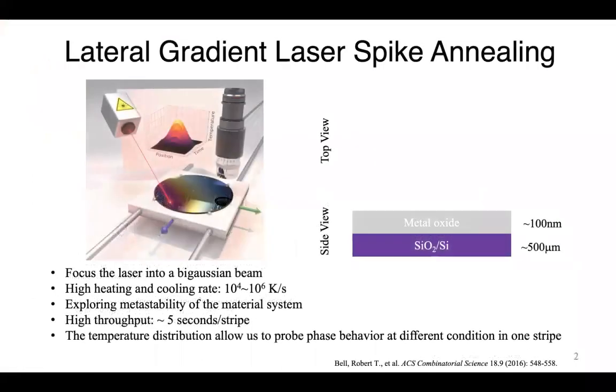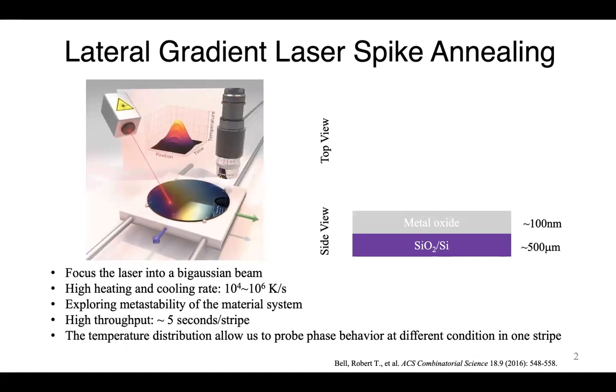I know many people here are theorists, so I want to be clear about our experimental setup. We have a very special technique in our lab, which is lateral gradient laser spike annealing. Laser spike annealing was applied in the semiconductor industry, mostly for dopant activation, but we modified it a little so that it's more useful for scientific research.